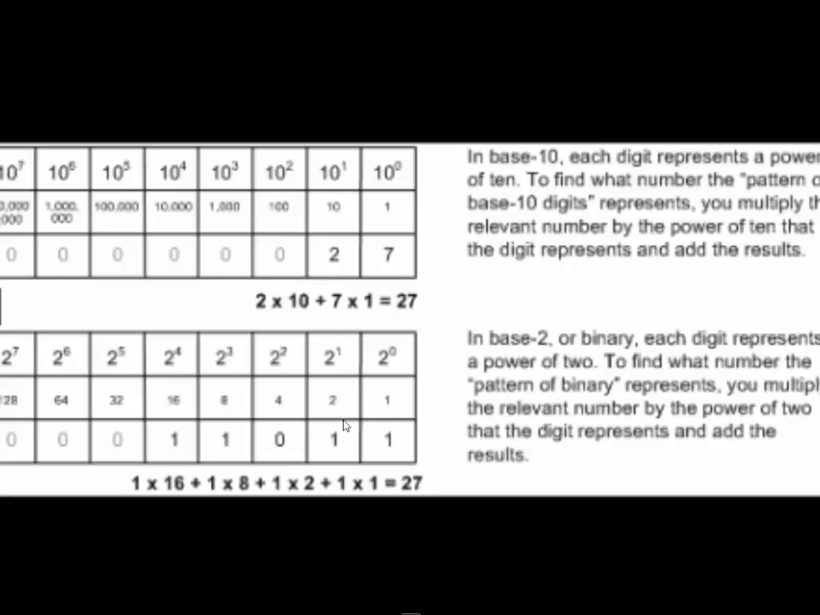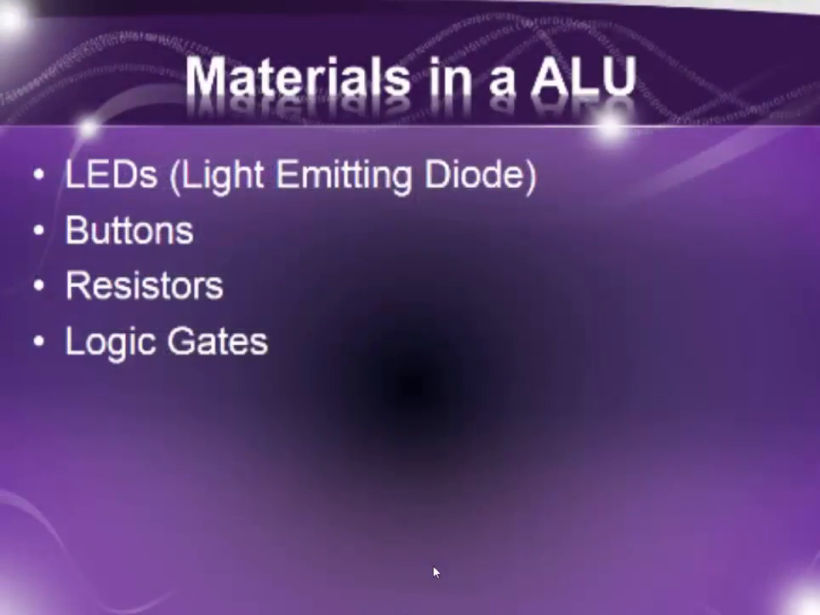Now, for the base 2 system, the coefficient is not 10, but it is 2. And so, 2 to the power of 0 is 1, 2 to the power of 1 is 2, 2 to the power of 2 is 4, and so on. Now, if you want to get also the same number 27, how many 32s would you need? You would need 0, because it exceeds the 27. But you need 1 16, 1 8, 1 2, and 1 1. And when you add all those together, you get 27. And that is how you get the same number for 2 different systems.